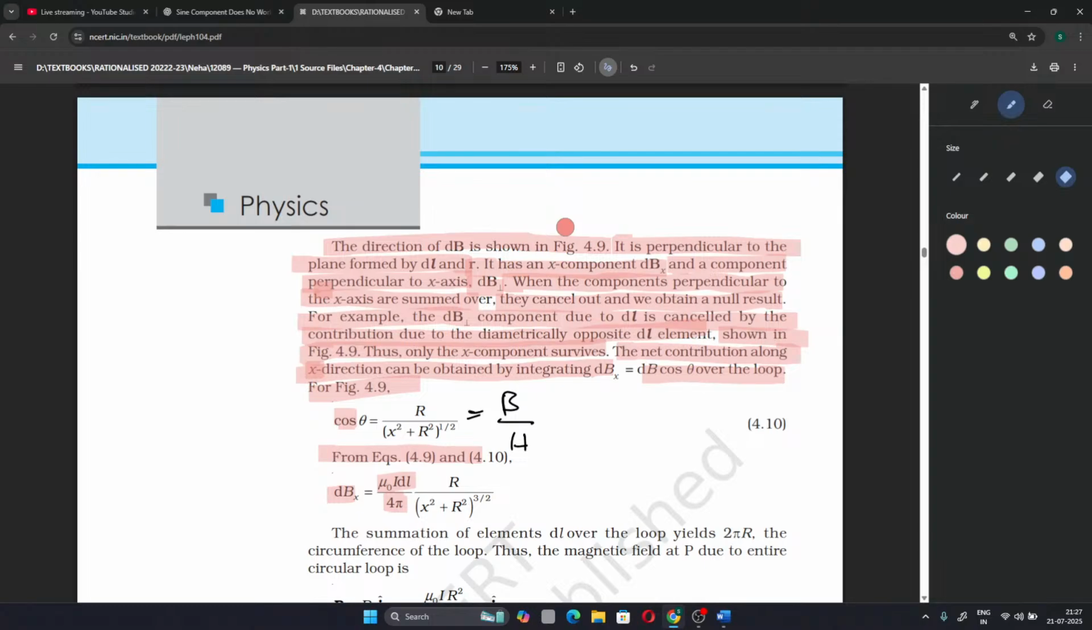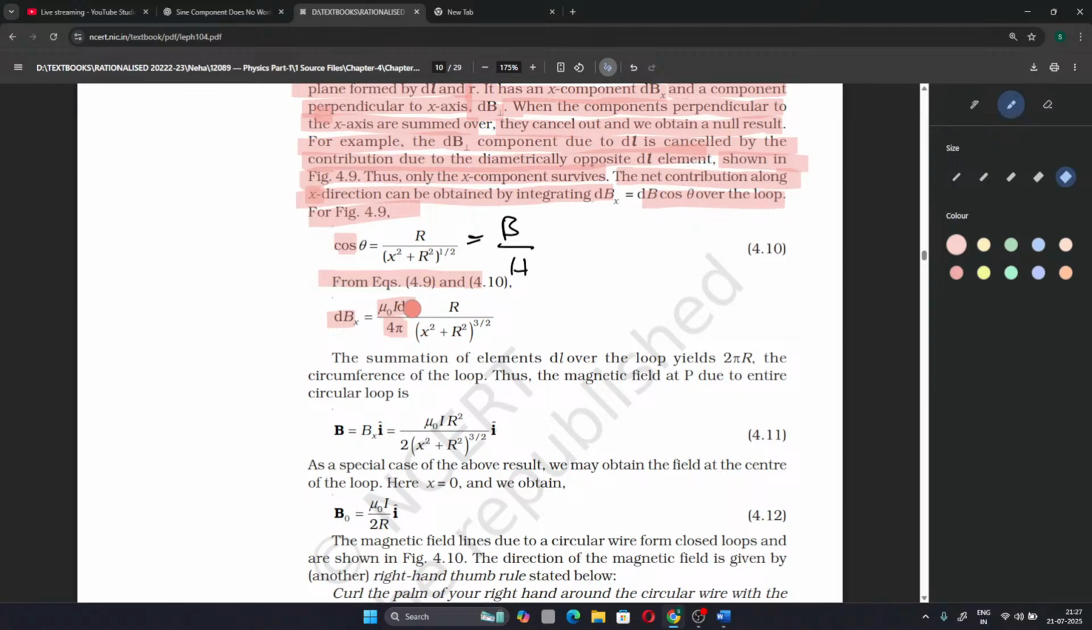Based on this equation where dBx equals dB cos theta, we know the value of dB, which is mu naught by 4 pi, I dl over x square plus r square, that we substituted here. And we know the cos theta value from this equation: cos theta is r by root of x square plus r square. Multiplying, we have x square plus r square whole times root of x square plus r square, so we get x square plus r square whole to the power 3 by 2. This is the final dBx.